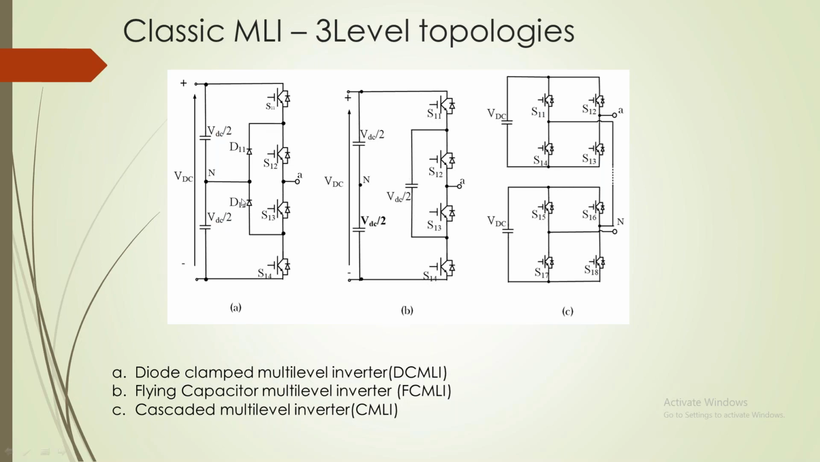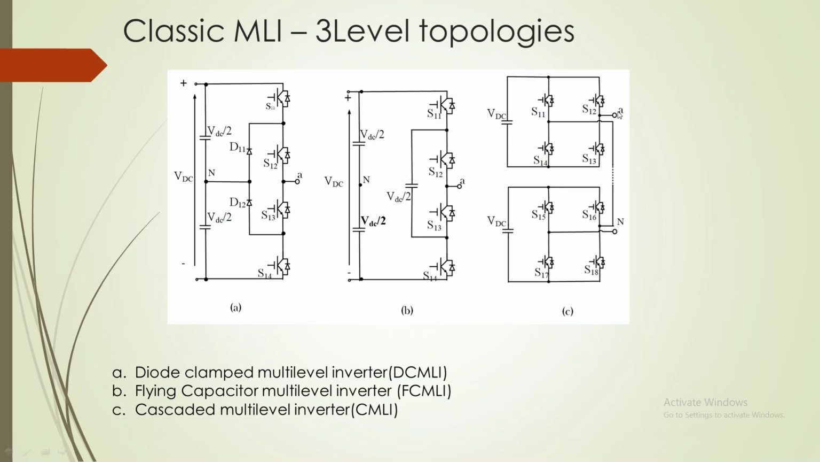Okay, so this is a single leg of a diode clamp multi-level inverter. Next comes the flying capacitor multi-level inverter. In the flying capacitor multi-level inverter also, when the top two switches are turned on, this terminal is connected to the plus and we'll have plus VDC by 2. If these two switches are turned on, we are connecting the same terminal of the capacitor and it will be zero. And if the bottom two switches are turned on, it will be minus VDC by 2. So this is about a single leg of the flying capacitor.